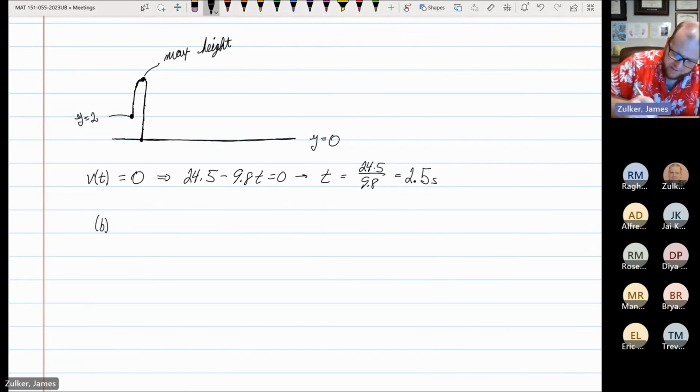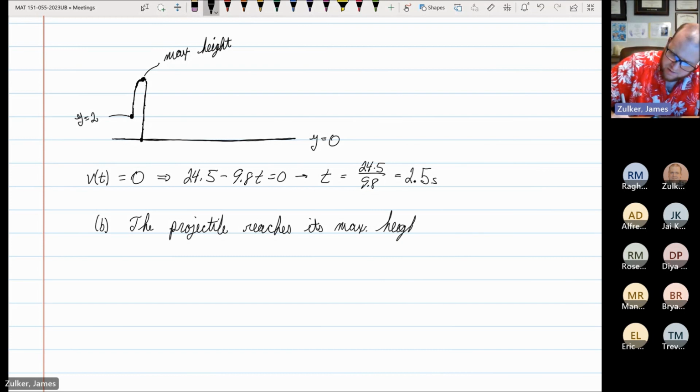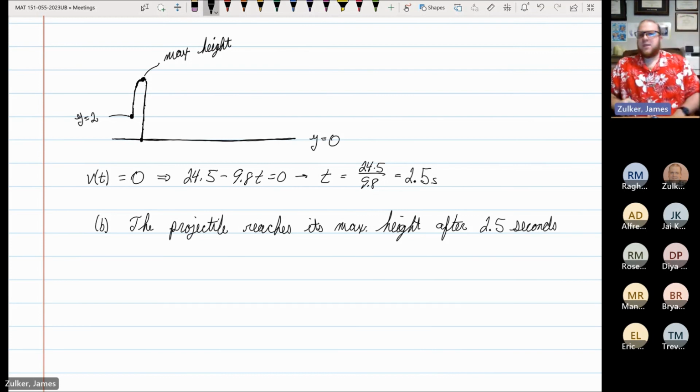I'm just going to write it out as a sentence. So the projectile reaches its maximum height after 2.5 seconds.